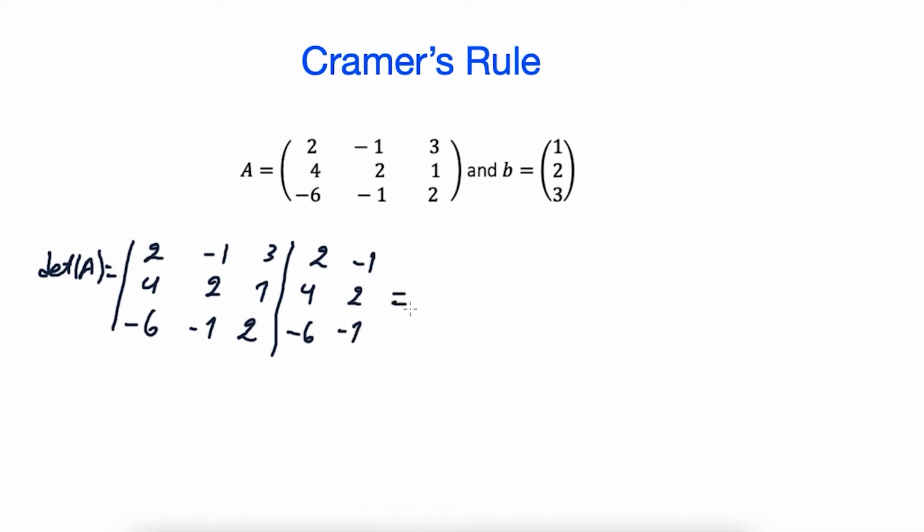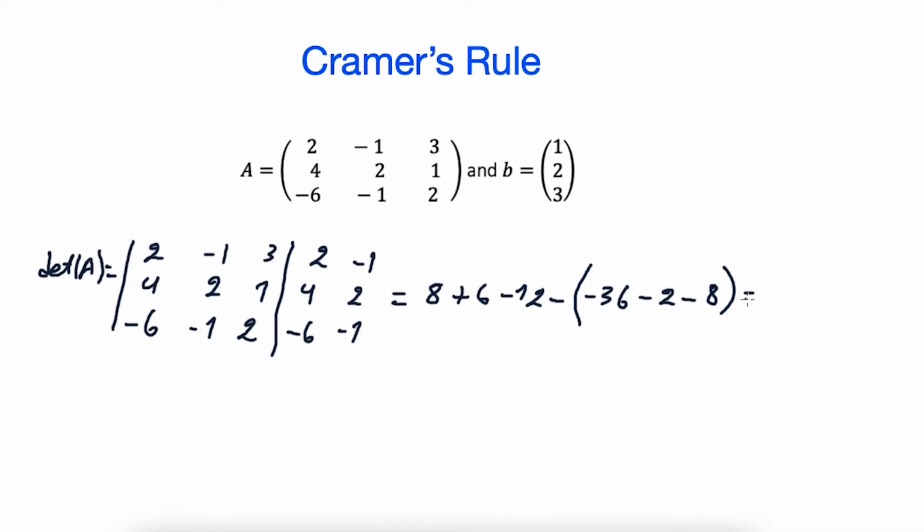This equals, multiplying these elements, 2 times 2 times 2, which is 8, and minus 1 times 1 times minus 6, which is plus 6, and 3 times 4 times minus 1, which is minus 12. And minus the product of these elements: 3 times 2 times minus 6, which is minus 36, and 2 times 1 times minus 1, which is minus 2, and minus 1 times 4 times 2, which is minus 8.